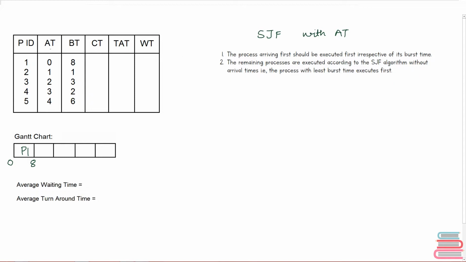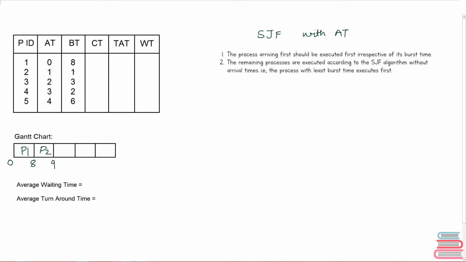That means for the rest of the processes, P2 to P5, they are executed according to their burst times. That means the process with the least burst time executes first. In this case, process P2 has the least burst time, hence it would be the next one, with the burst time of 1 millisecond, hence its completion time is 9 milliseconds.